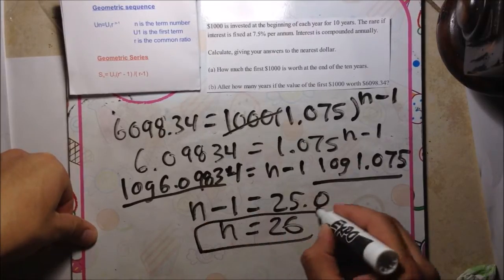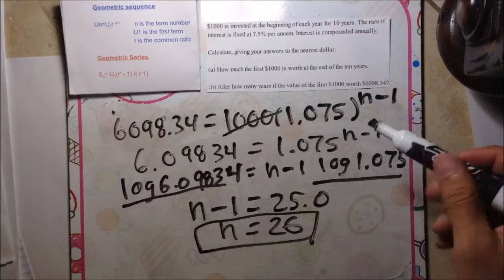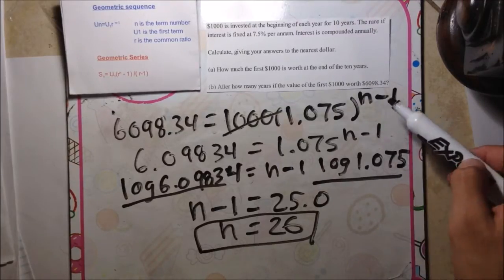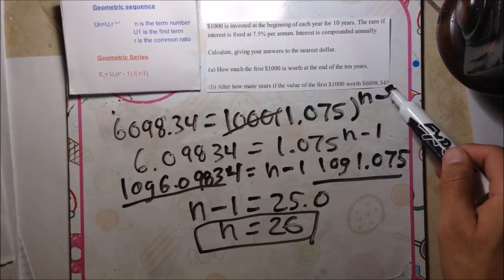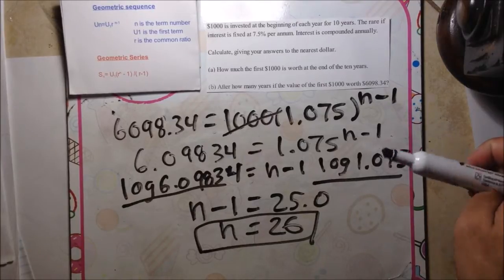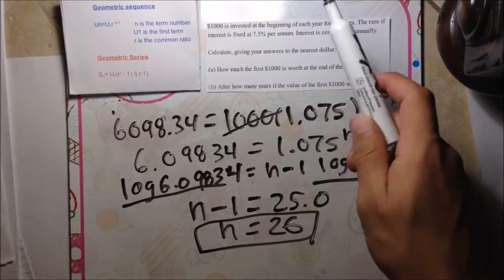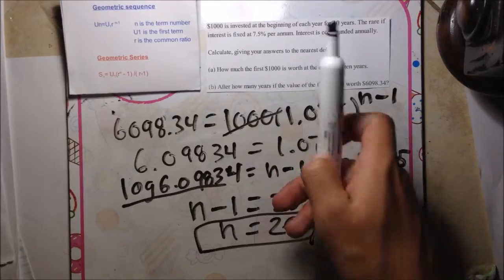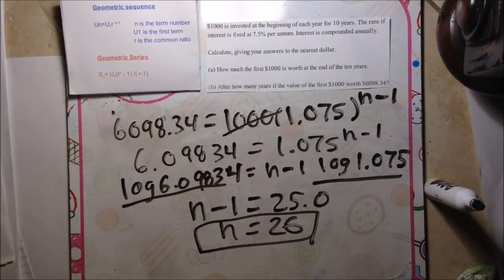So what this means is that after 26 years, the initial investment of $1,000 will be worth $6,098.34 if the interest rate of 7.5% per year remains the way it is. So there you go.